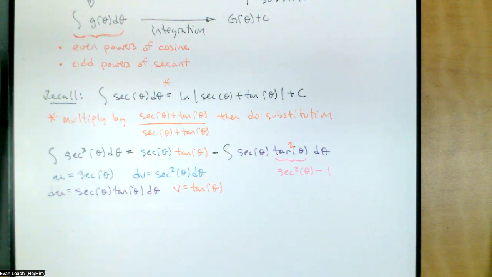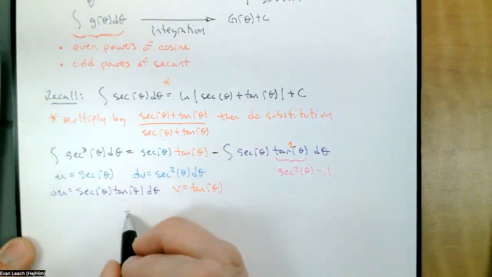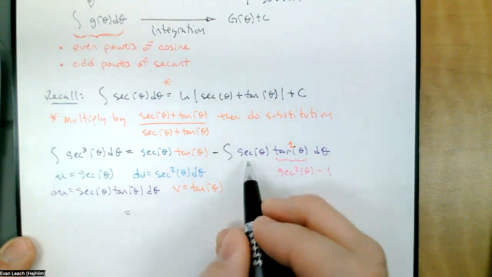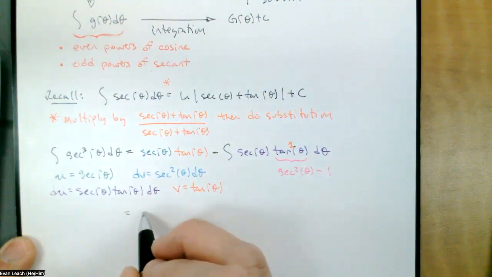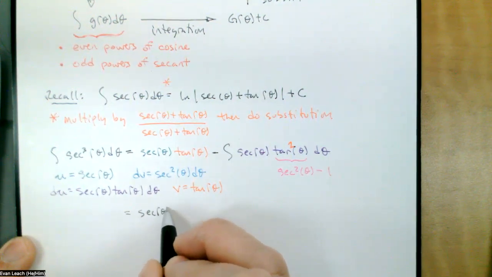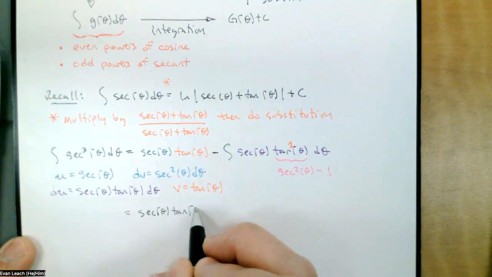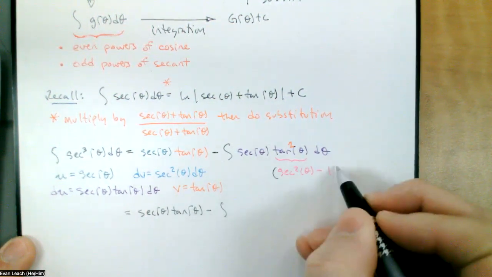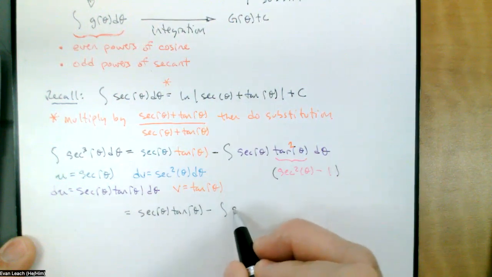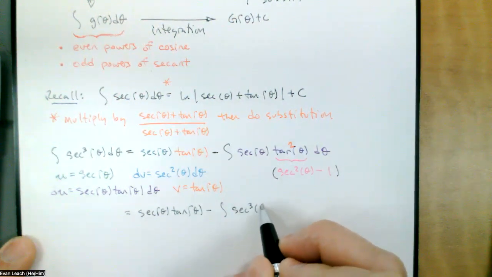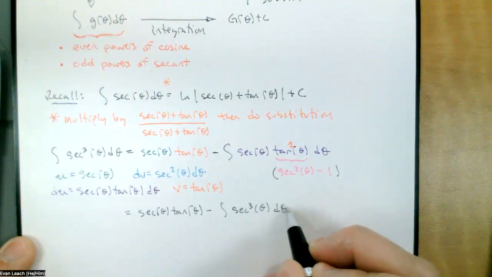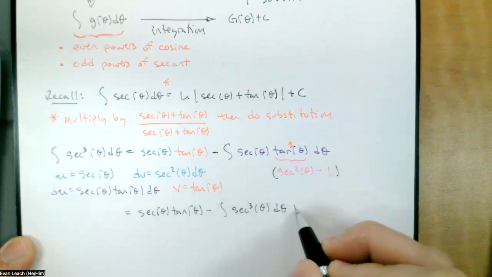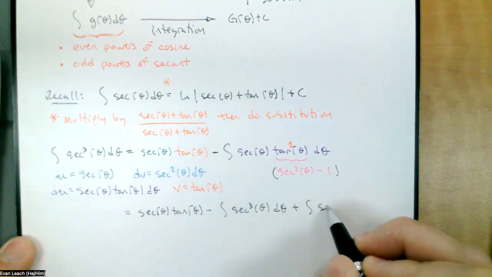Now we can distribute the secant, and our secondary integral will be a secant cubed minus secant. So I have the secant theta tangent theta, minus the integral of, when we use the distributive property, secant cubed, distribute the negative, becomes plus the integral of secant theta.